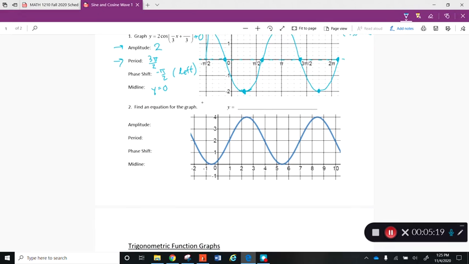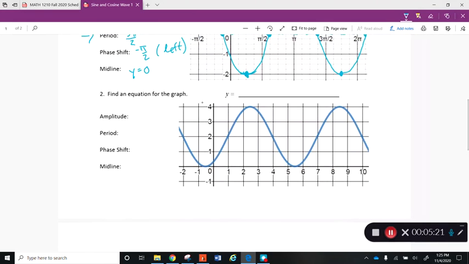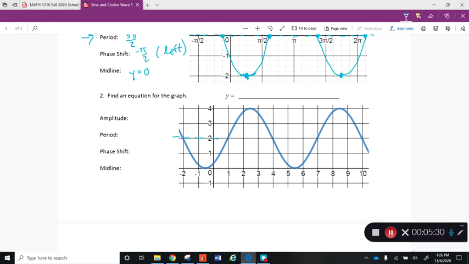All right, second one. Here we have a graph already given to us. And so now what we need to do is figure out all these different values. Well, first, the midline is clearly here, right? So this midline here is at 2. Y equals 2.